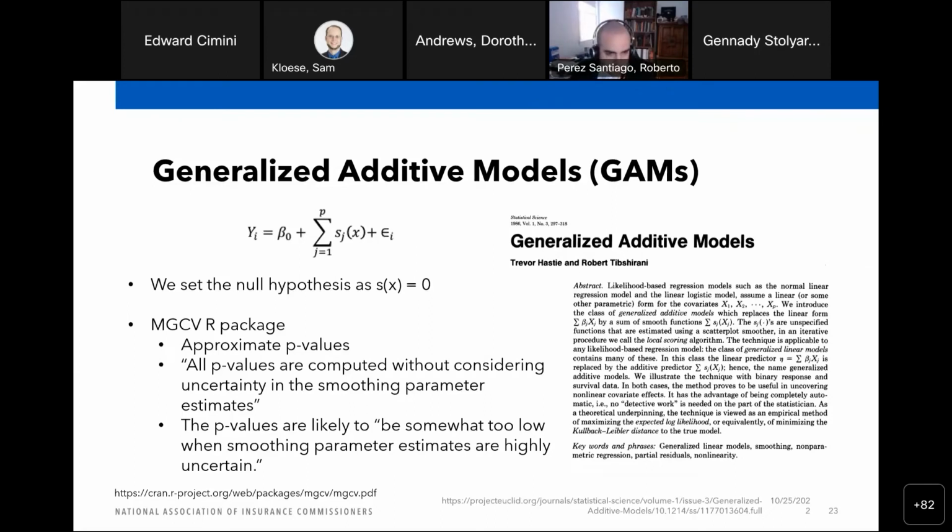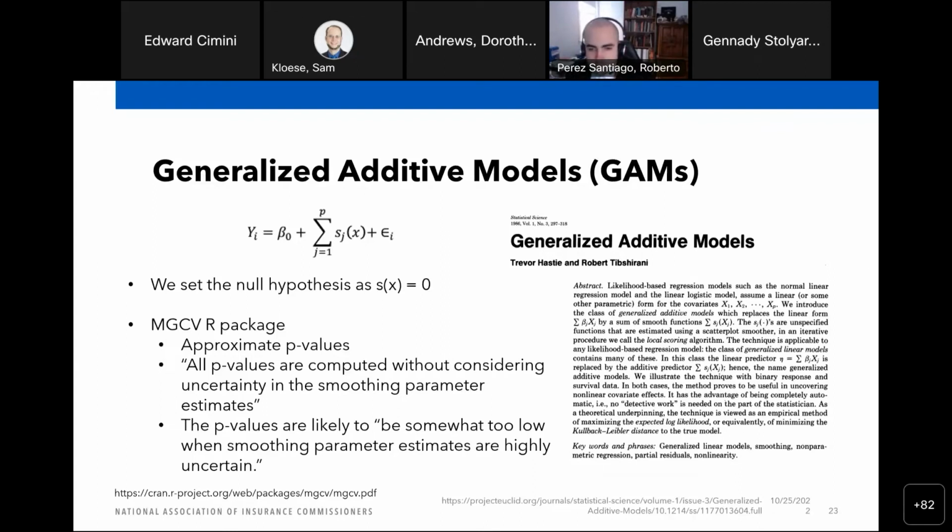And they produce p-values, but also specify that these p-values are just approximations, since they are computed without considering the uncertainty in the smoothing parameter estimates. For example, if there's a lot of uncertainty in the smoothing parameters used to determine the smooth functions, then the p-values are likely to be underestimated. And it's important to keep this in mind when evaluating the output of these kinds of models.